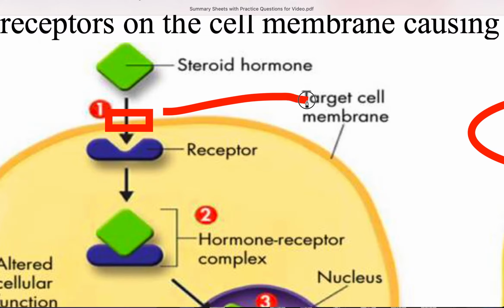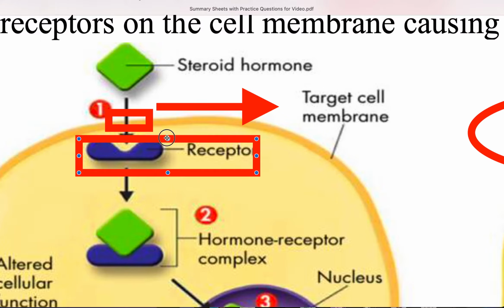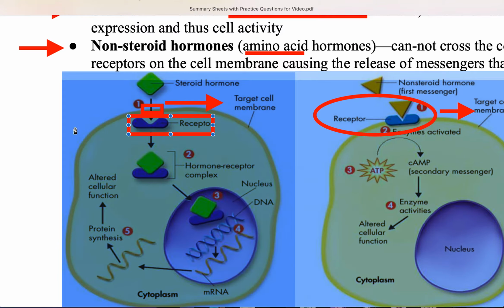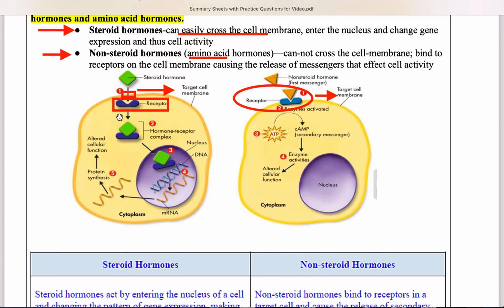So this is the cell membrane. You can see easily you don't have a receptor here. Where do you have a receptor? In the cytoplasm. So the receptor is inside the cell. This is the main difference. For example, if a hormone is easily crossing through the cell membrane and going into the cytoplasm, it is a steroid hormone. But if it is binding with the receptor in the cell membrane, then it is a non-steroid hormone.